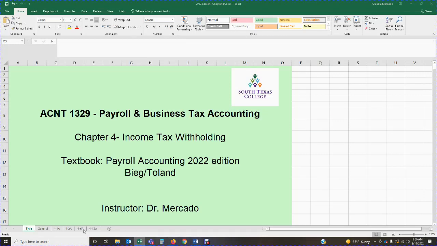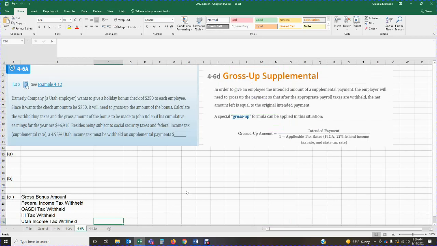Now in this particular lecture we're going to be going over problem 4.6a. This problem deals with gross up supplemental pay. Damerly Company, a Utah employer, wants to give a holiday bonus check of $250 to each employee. This is a very common practice during the holidays. They pay out bonuses to employees. Now, the bonus check needs to be $250. That is how much the check needs to read.